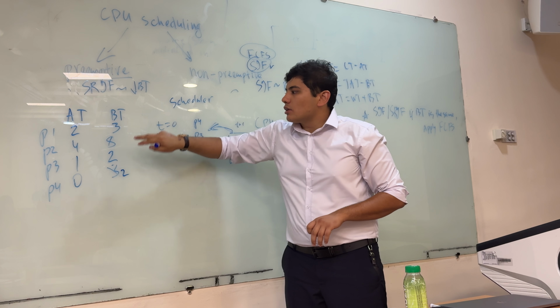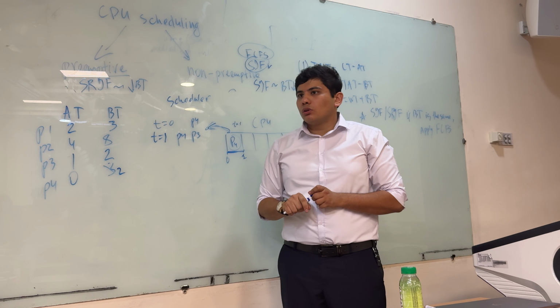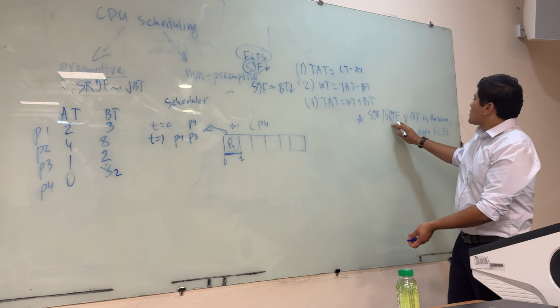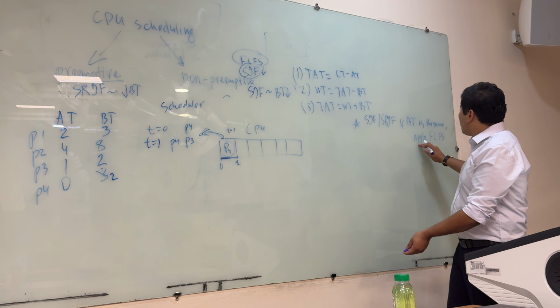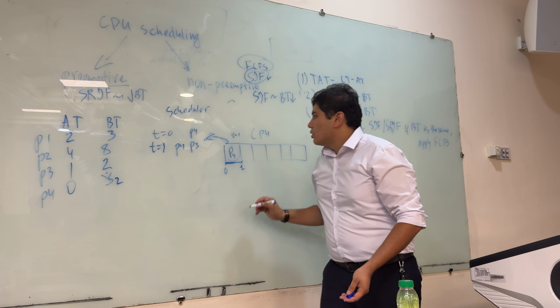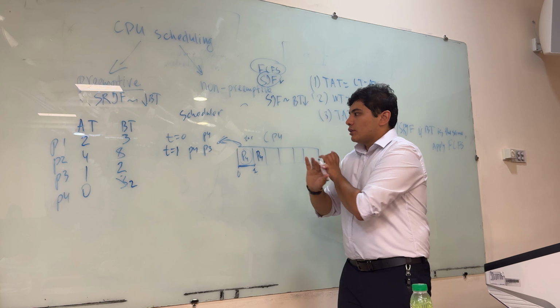So it needs to choose between P3 and P4. Which one is it going to choose? P4. Why? Because it starts at 0. In SJF and SRJF, if the burst time is the same, apply first come first served. Who came first? P4, right? So basically P4 will be executed for 1 more unit.